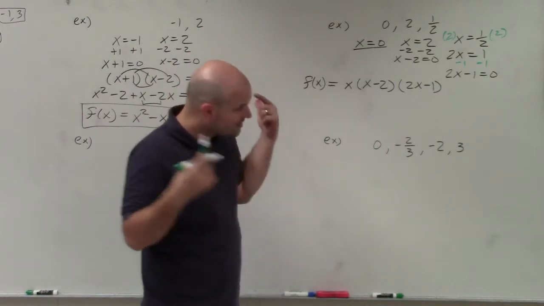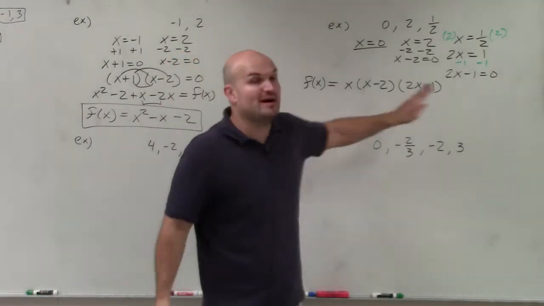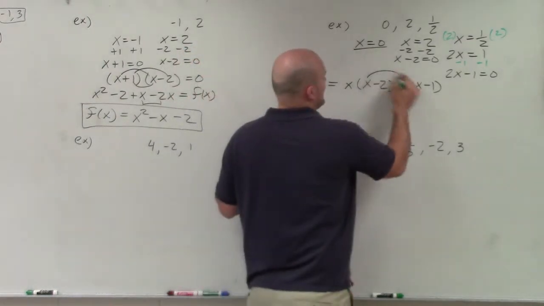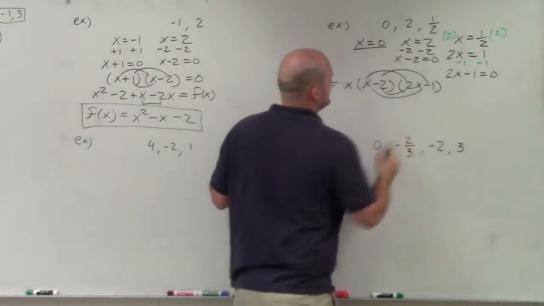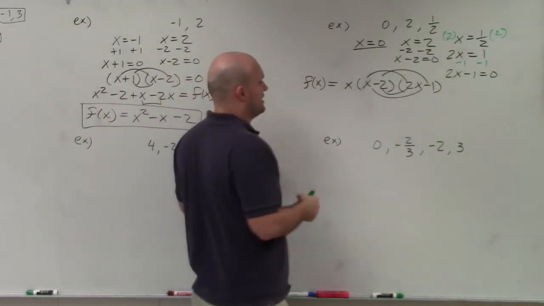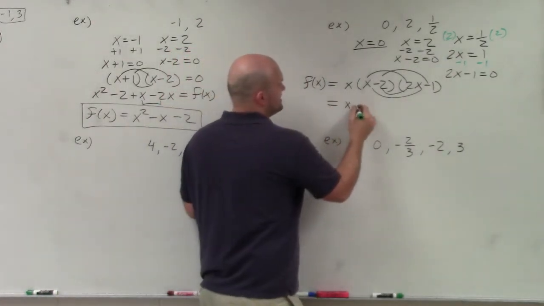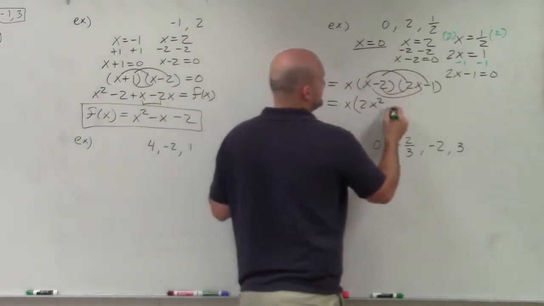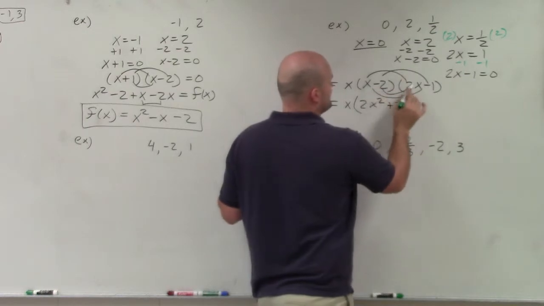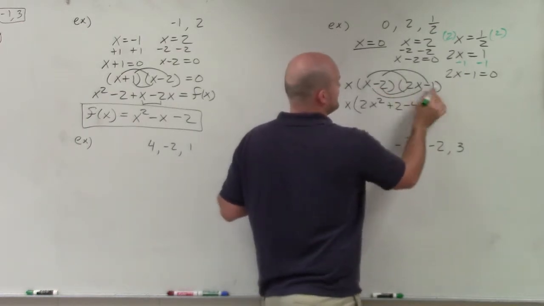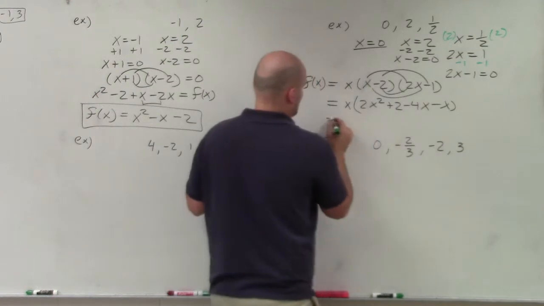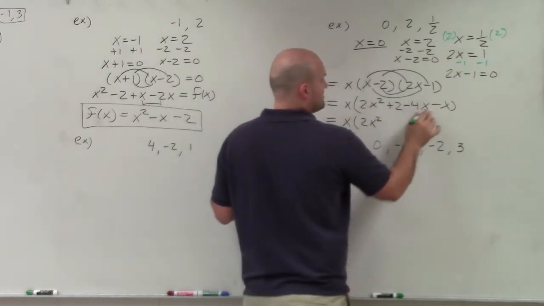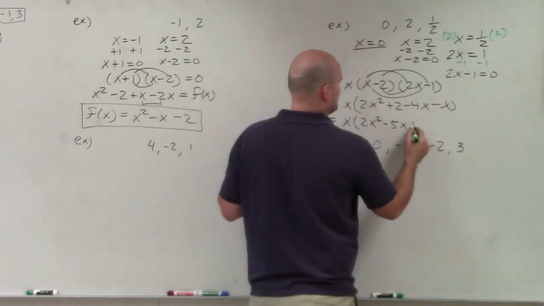Now, when multiplying these, I would highly recommend multiplying your binomials first, then multiplying by your linear term. This will be the last one I'll break apart, and from now on, I'll start doing them a little bit quicker. So I have x times 2x is 2x squared. Negative 2 times negative 1 is a positive 2. Negative 2 times 2x is a negative 4x. x times negative 1 is a negative x. This becomes x times 2x squared, negative 4x minus x is a negative 5x, plus 2.